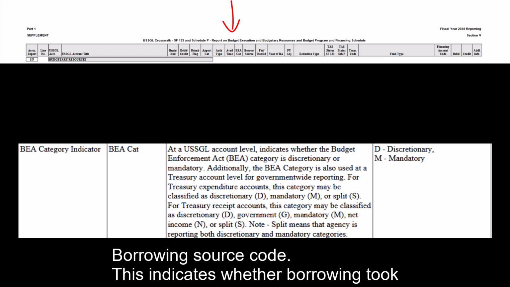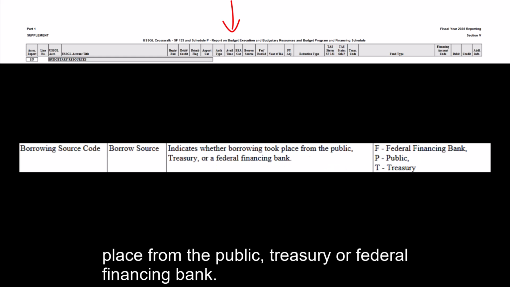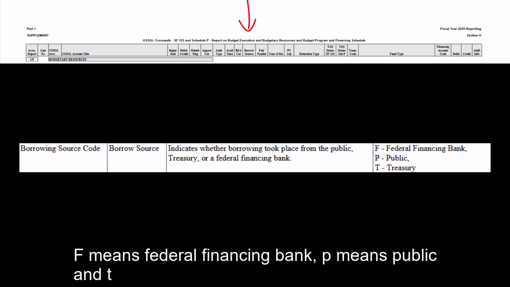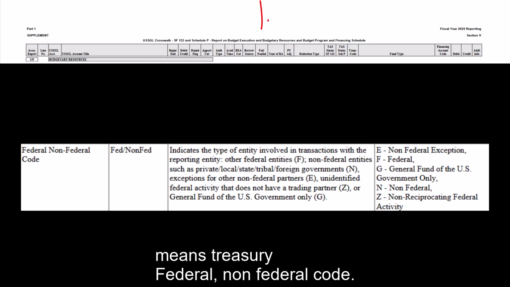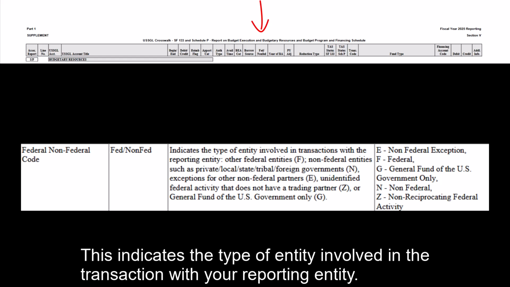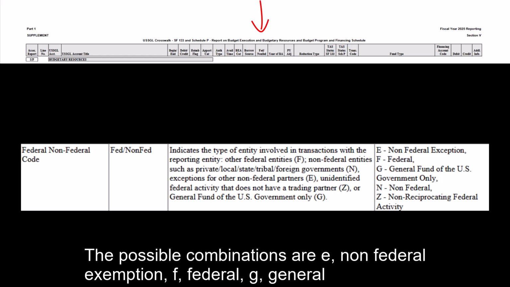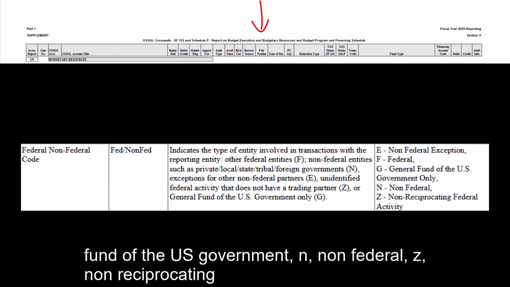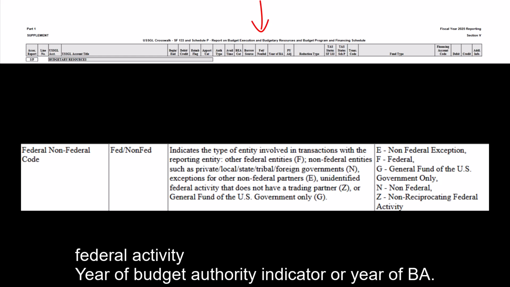Borrowing source code. This indicates whether borrowing took place from the public, Treasury, or federal financing bank. F means federal financing bank, P means public, and T means Treasury. Federal, non-federal code. This indicates the type of entity involved in the transaction with your reporting entity. The possible combinations are E, non-federal exemption, F, federal, G, general fund of the U.S. government, N, non-federal, Z, non-reciprocating federal activity.